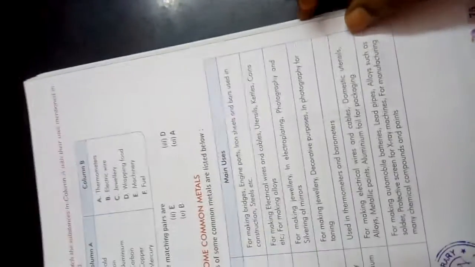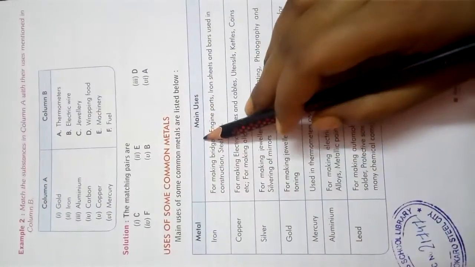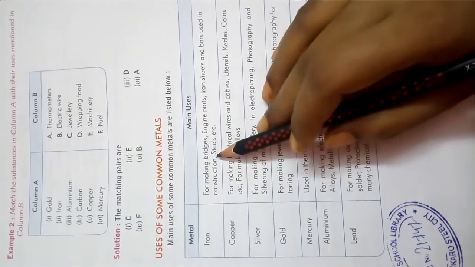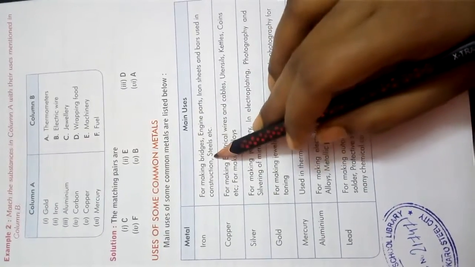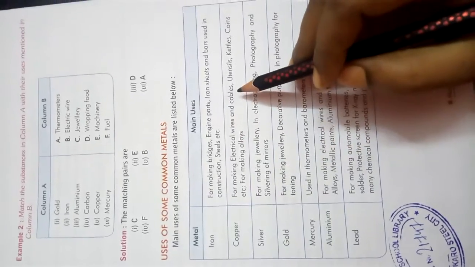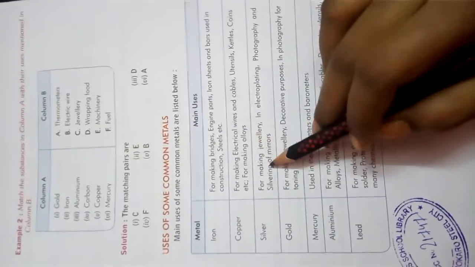75. Uses of some common metals. Main uses of some common metals are listed below. Iron: mainly used for making bridges, engine parts, iron sheets and bars used in construction, steels, etc. Copper: for making electrical wires, cables, utensils, kettles, coins, and for making alloys. Silver: for making jewelry, in electroplating, photography and silvering of mirrors.